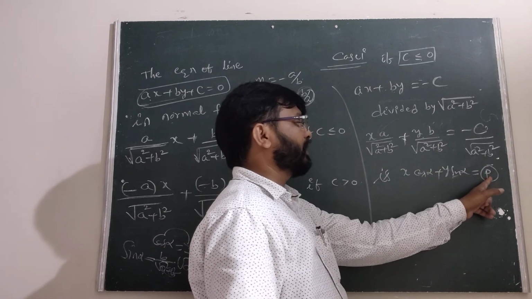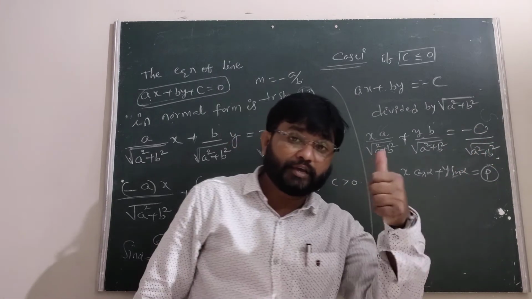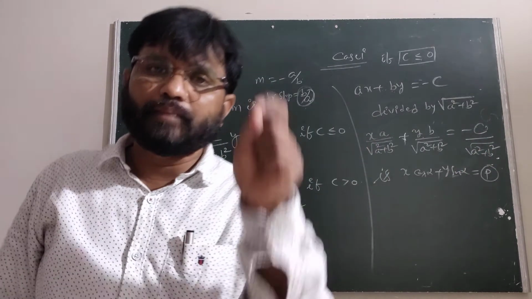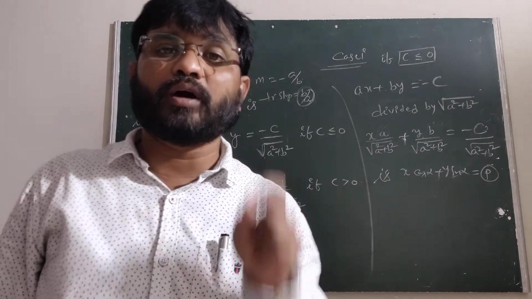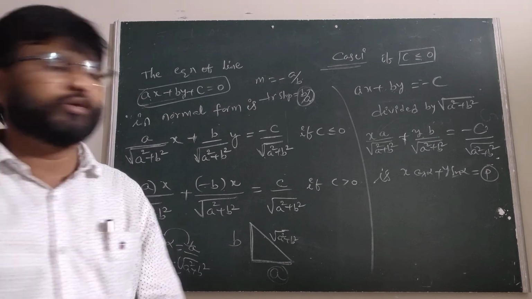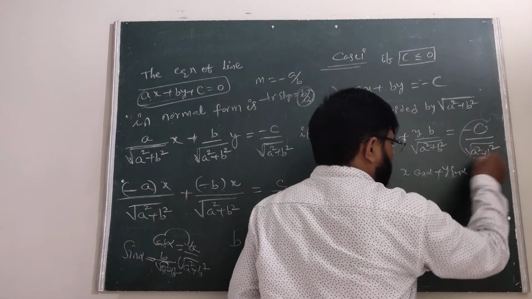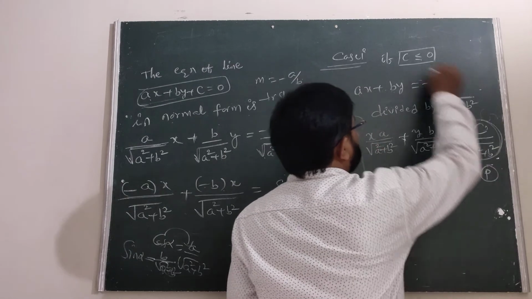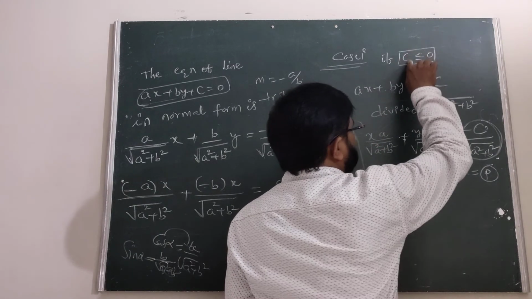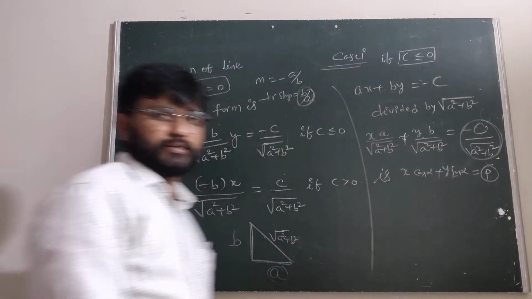What is the p here? Mod c by root of a square plus b square. Why are we taking the mod c? The p is the distance from origin to the line. The p distance means always positive. That's why here p equals mod c. But this is undoubtedly positive because c is less than 0. When c is less than 0, we get a negative number, minus of minus is plus.